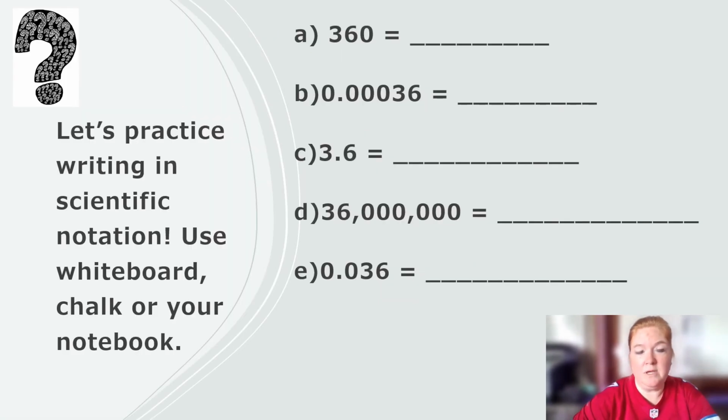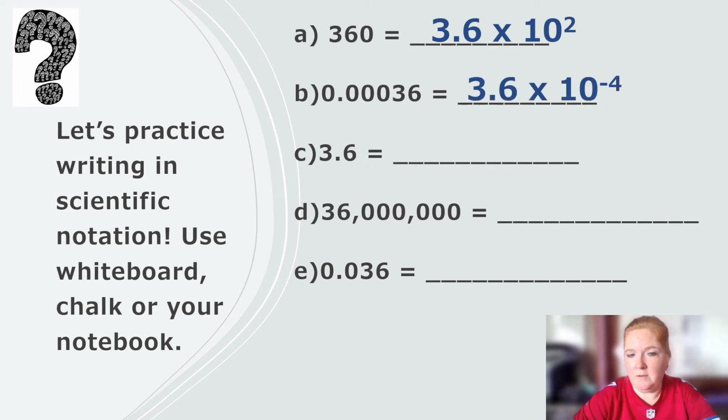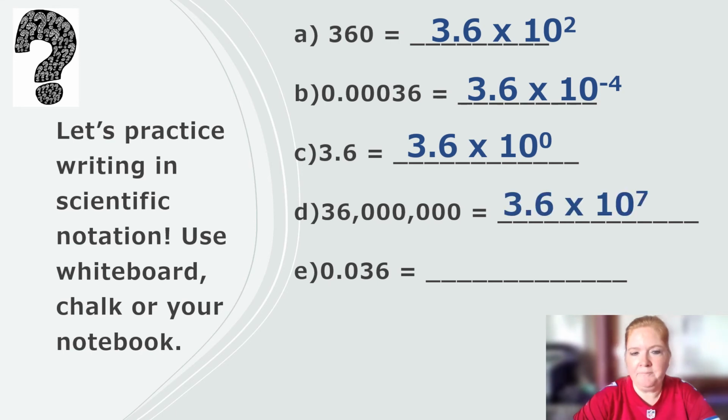All right, so here are some practice ones. I'm going to put the answers up, but I would recommend you pause this and try these on your own first. Okay, big number, positive exponent. Little number, negative exponent. Don't need to move the decimal at all. Big number, positive exponent. Small number, negative exponent.